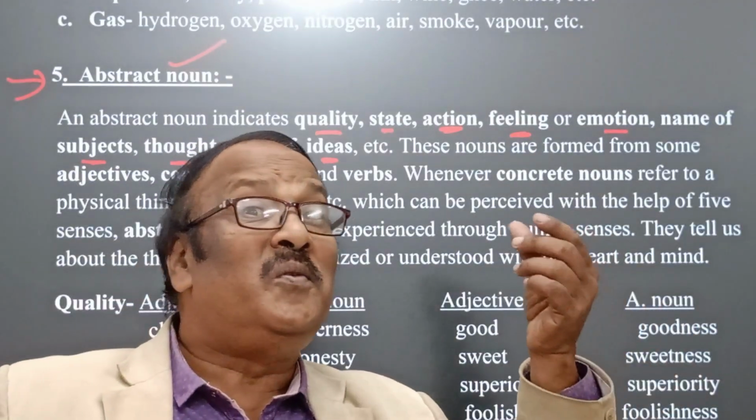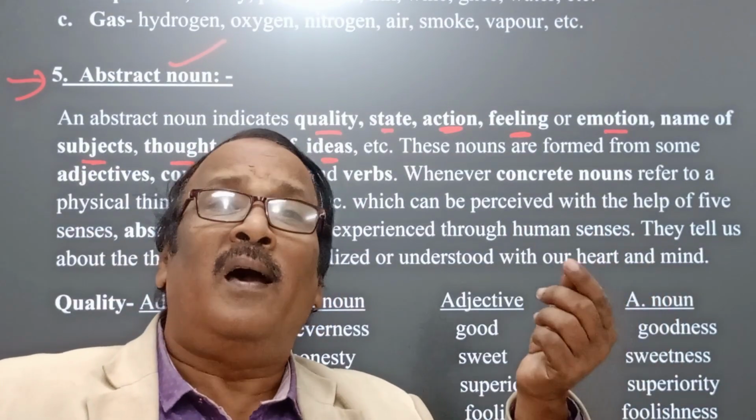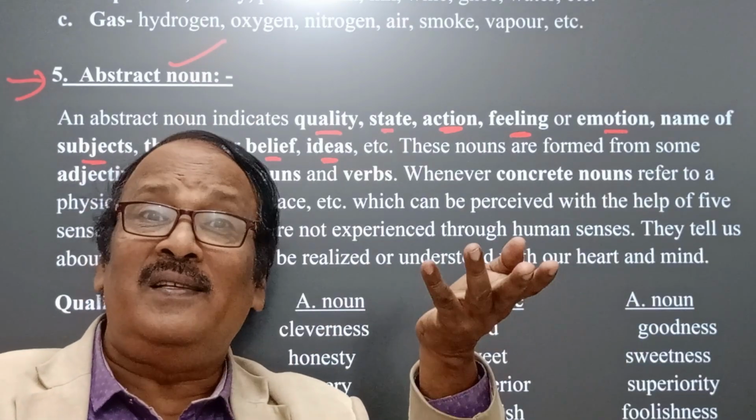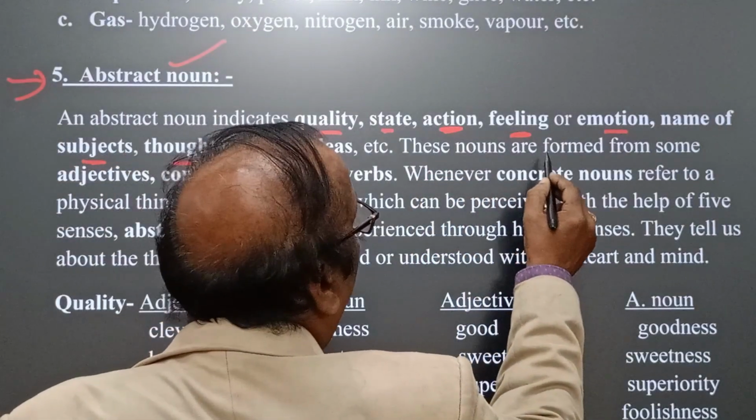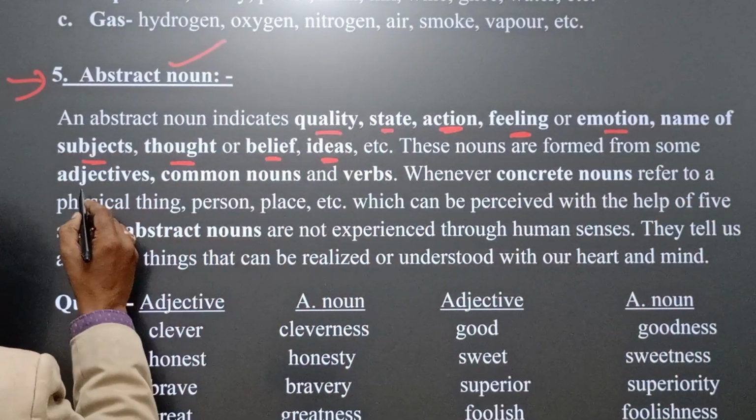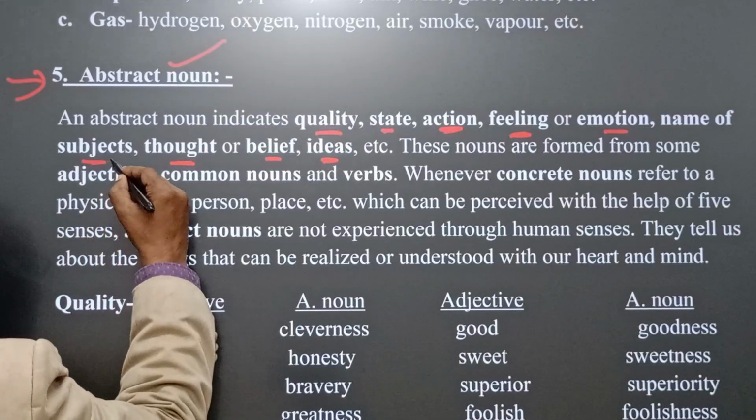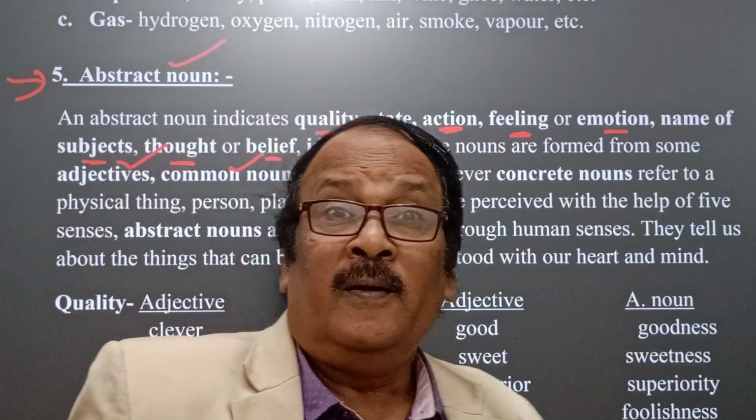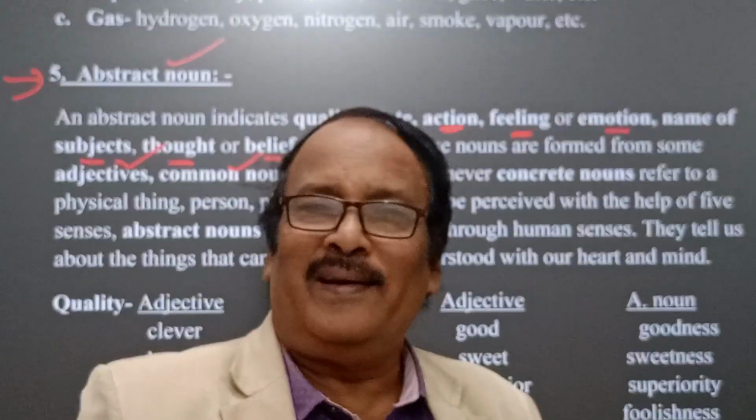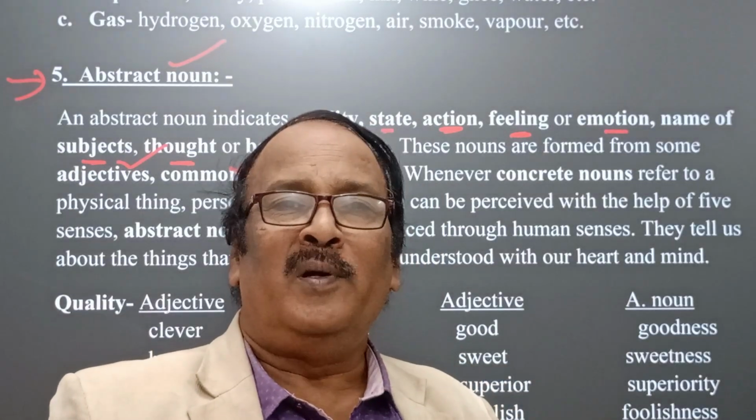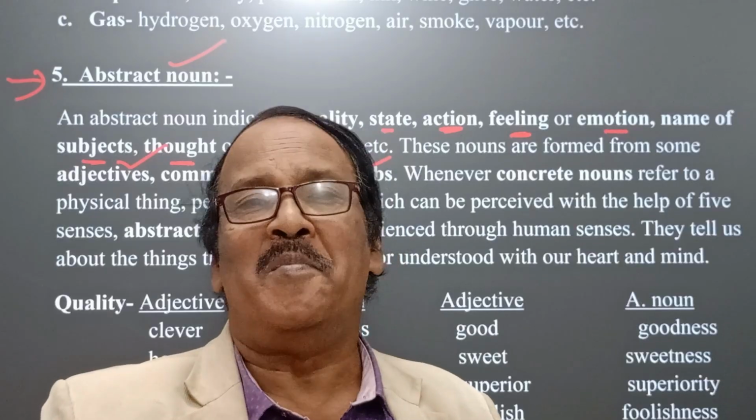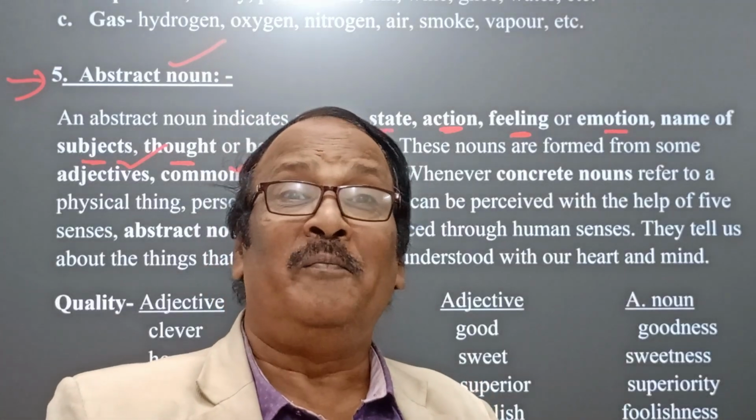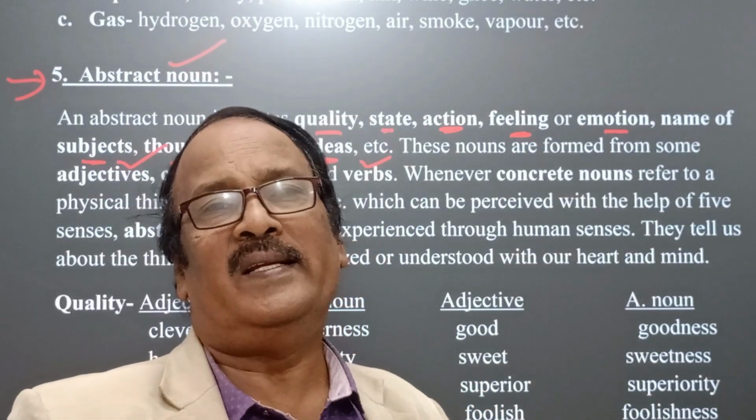You see, love. Love is an idea. It cannot be expressed in words. Death is a belief. These nouns are formed from some adjectives. You see, very important, from adjectives, common nouns and verbs. Another interesting idea is that abstract nouns are formed out of some common nouns, some adjectives and some verbs. Therefore, this is really a very interesting noun.